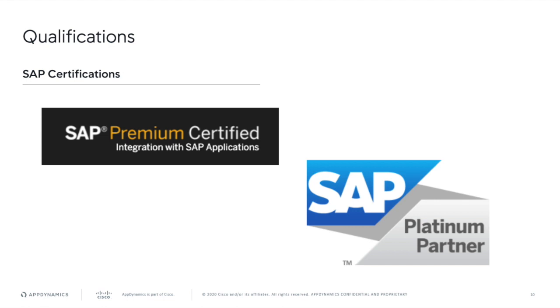So SAP has even recognized us as a premium certified application. This is the highest certification, and Cisco as a whole is a platinum partner, which is not something that you can buy or apply for. So you can become a partner with SAP by either of those things, but platinum partners are invitation only. So this is a huge thing for Cisco to be a partner of.